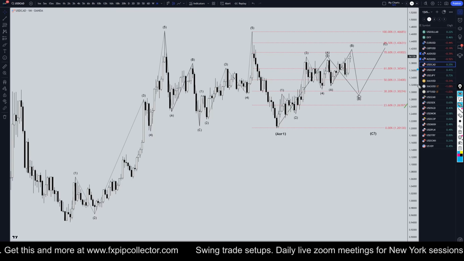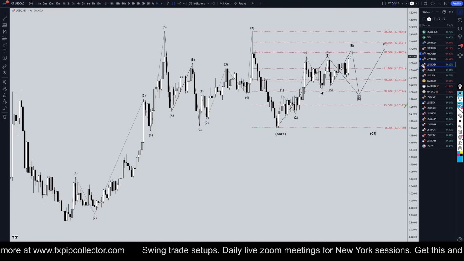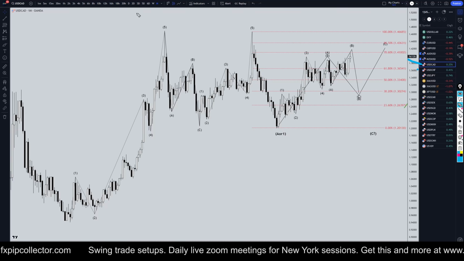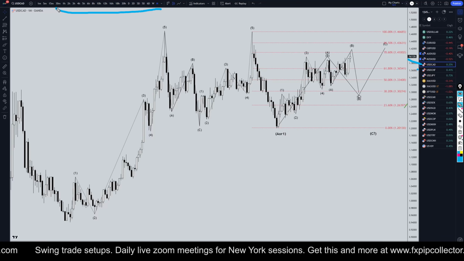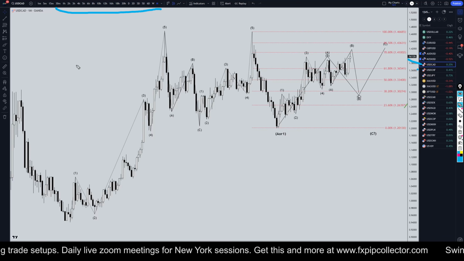Today is Wednesday, November 20th, and I'm going to be analyzing the US dollar Canadian, starting on the monthly, working my way all the way down to the 1 hour time frame for the full top-down analysis.